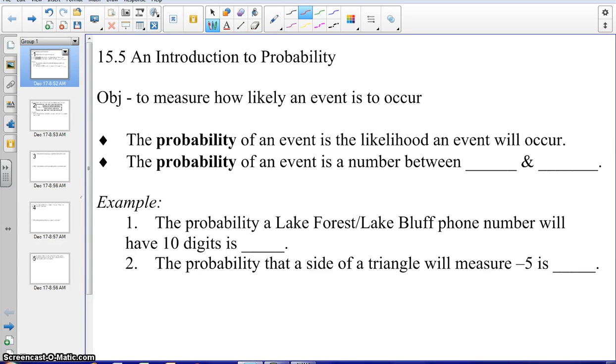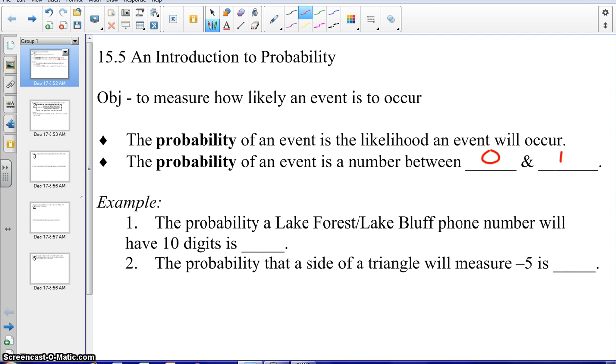Today we're going to talk about section 15.5, which is an introduction to probability. The probability of an event is the likelihood an event will occur. The probability of an event is a number anywhere between 0 and 1. So again, you can kind of think of these in terms of percentages. 0% it could occur, or 100% chance it could occur, and anywhere in between.